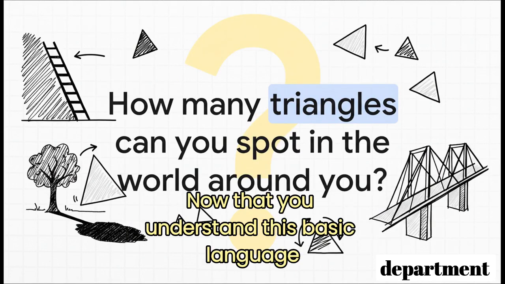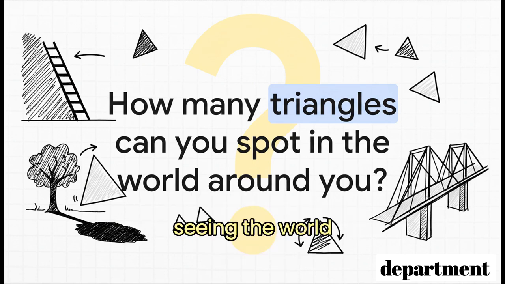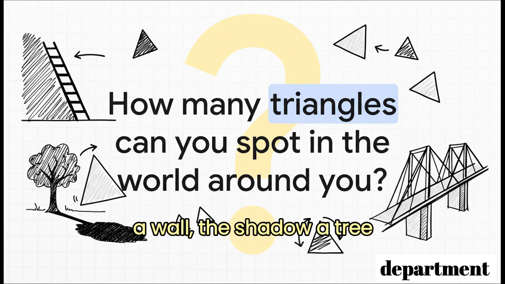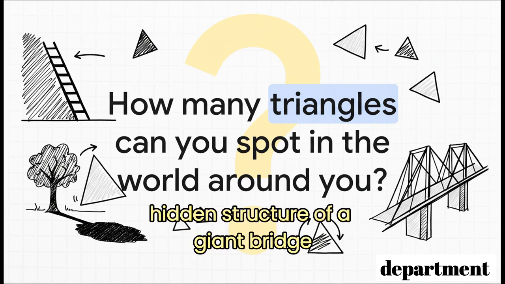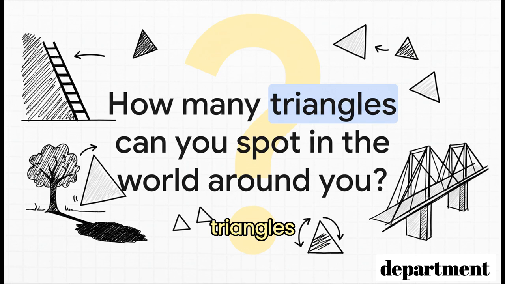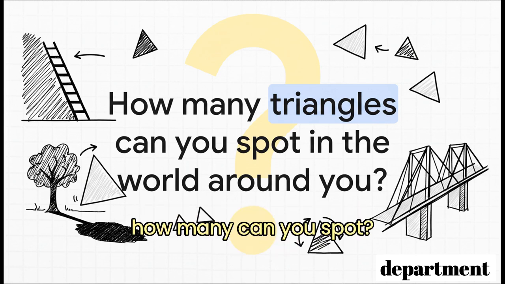Now that you understand this basic language, you've really unlocked a brand new way of seeing the world. The angle of a ladder leaning against a wall, the shadow a tree casts on the ground, the hidden structure of a giant bridge, they're all just puzzles made of triangles. So the only question left is, now that you speak the language, how many can you spot?